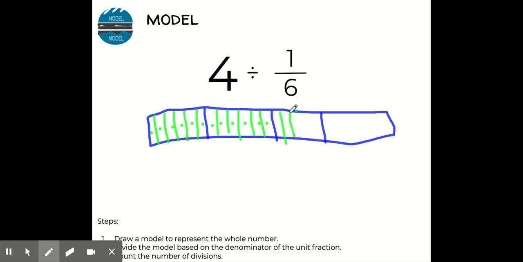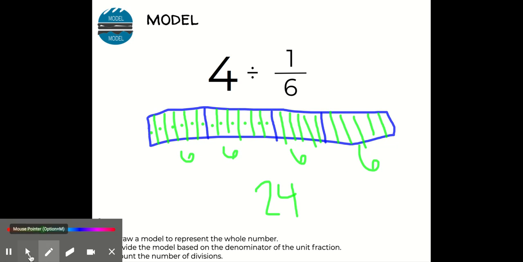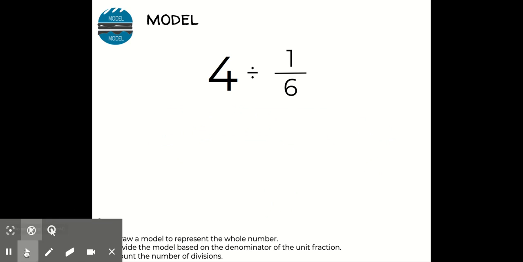I'm going to keep going. Divide this one into 6. And then I'll divide this one into 6. Now I'll count all my divisions. So I have 6, 6, 6, and 6. So my answer is 24 because 6 plus 6 is 12, 12 plus 6 is 18, 18 plus 6 is 24. So my steps again is to draw a model representing the whole number and then divide that model based on the denominator of the unit fraction and then count the number of divisions.